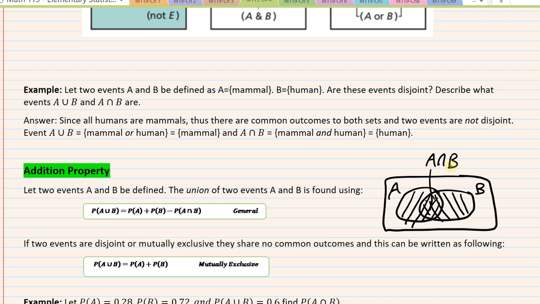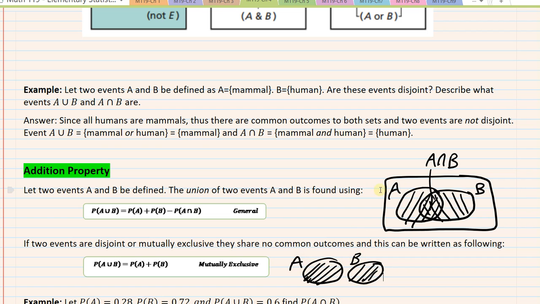Now, the general form is what this is, but a special case of that would be the addition rule for disjoint or mutually exclusive events. In this case, if the two events are mutually exclusive, then the two circles of A and B are clearly apart. They have nothing in common, right? So we simply add those two regions, or the outcomes in each of those events.